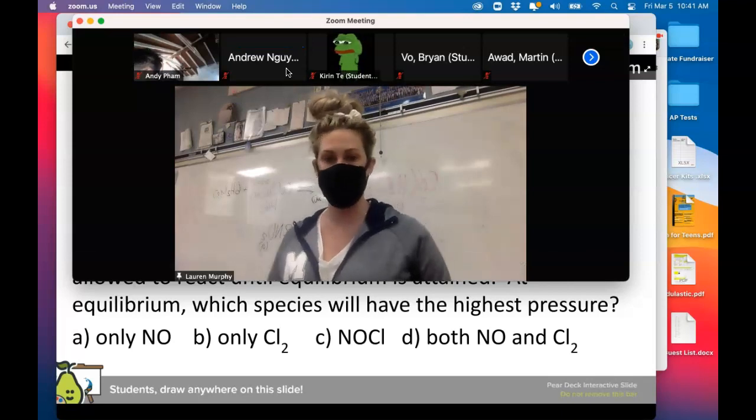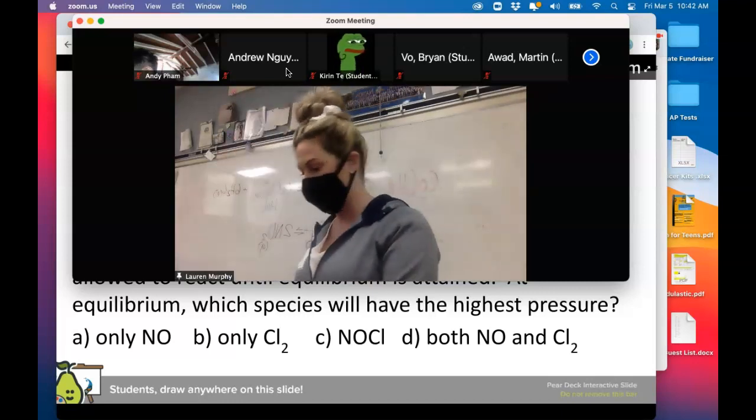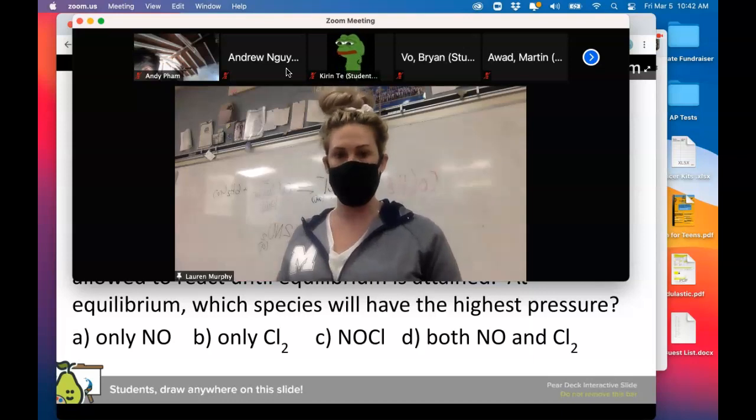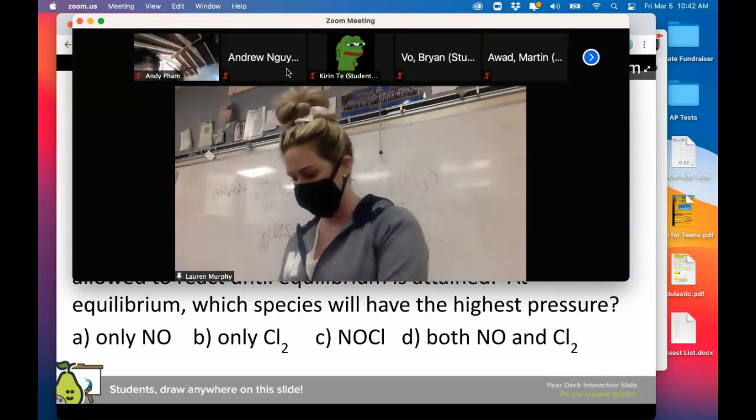Are there any questions on that? So literally what I would do is take my cobalt 2 chloride, go to my balance, put a paper or a weigh boat down and zero it. And then I would add 5.9 grams to it.